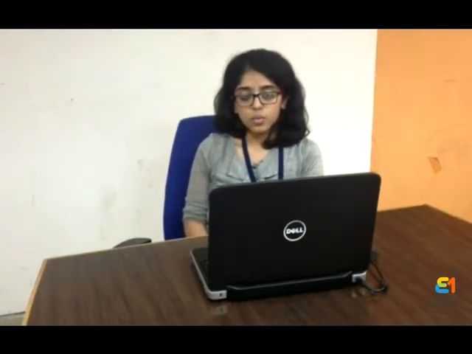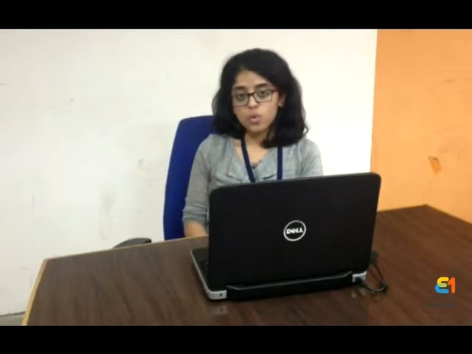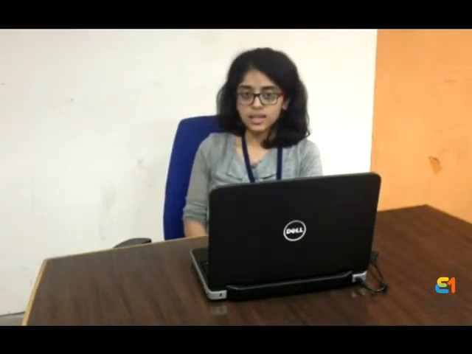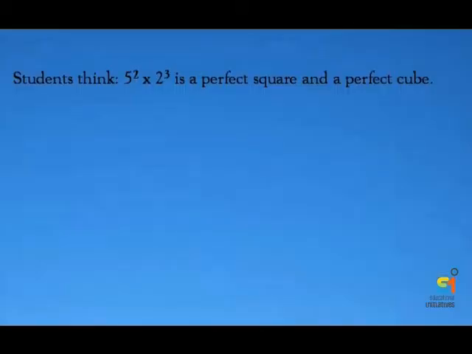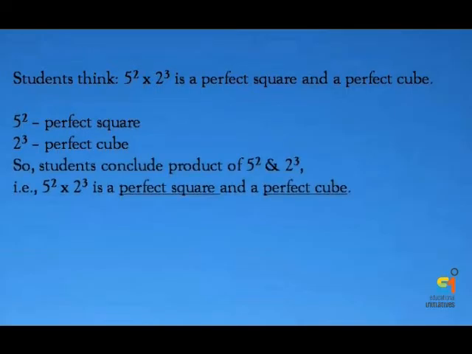Now, let's have a look at what the 22% students who picked option C to be their answer are thinking. According to these students, 5 square into 2 cube is both a perfect square and a perfect cube. Now 5 square is a perfect square and 2 cube is a perfect cube. So these students think that the product of a perfect square and a perfect cube will result in a number which is both a perfect square and a perfect cube.